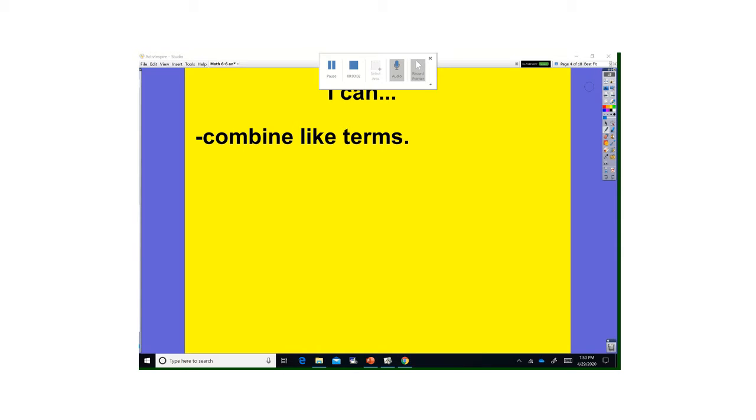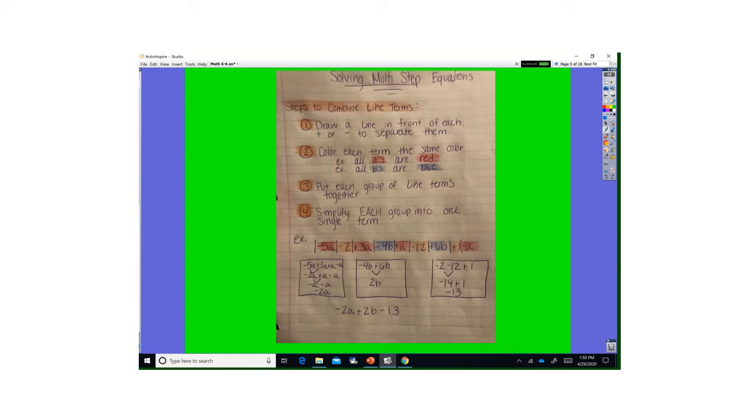Everyone, Miss Stemmer here. Our I can statement for today is I can combine like terms. These are the notes for today. You are going to be combining like terms. Terms like negative 5a, 3a, and negative a are all like terms because they all have an a in them. That is what you're going to be doing today.